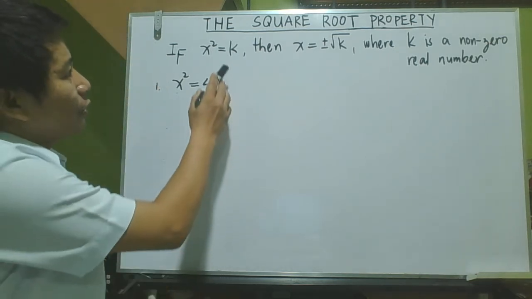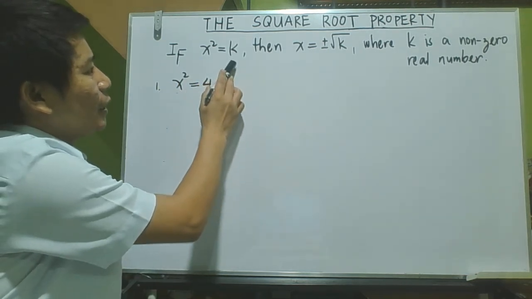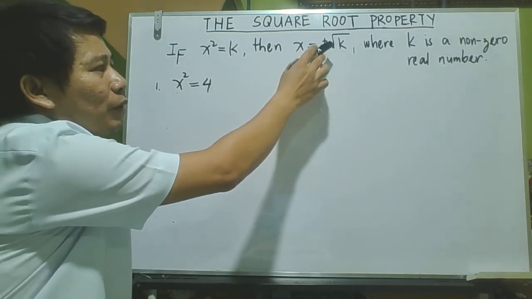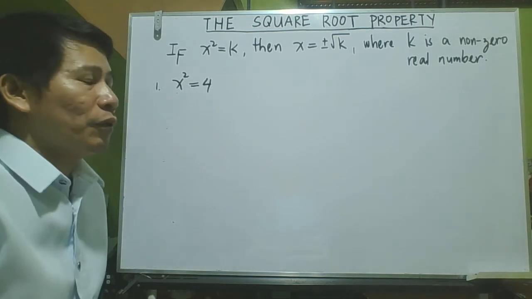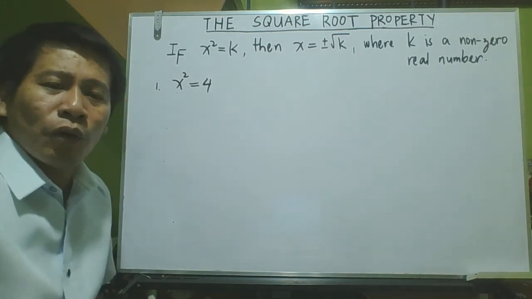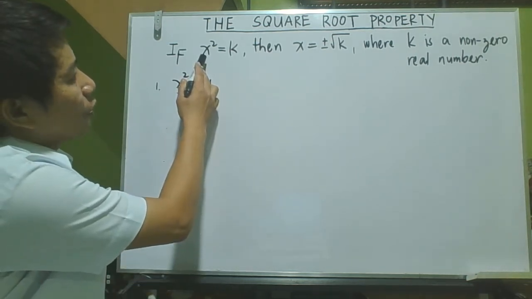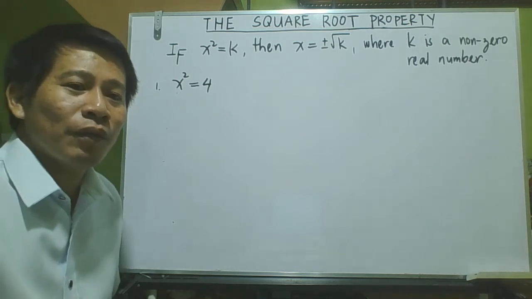The square root property states that if x squared equals k, then x is equal to positive negative square root of k, where k is a non-zero real number. Observe that in this statement, the given equation x squared equals k is quadratic.